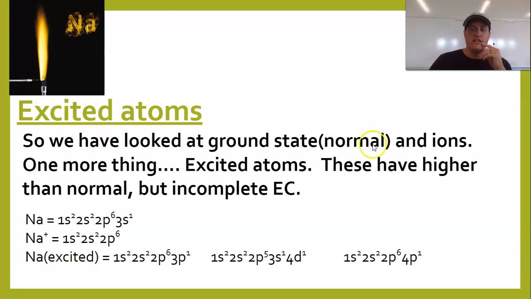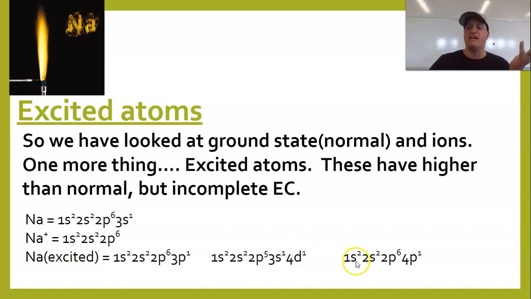So we've looked at ground state and ions, those ones that have lost or gained electrons, right? However, there's the idea of excited atoms. These have higher than normal energy, but they're incomplete. So let's look at sodium. Sodium is this. Sodium ion is this. You saw one that's lost one electron. Excited can be any of the regular configuration taken up to a higher energy level. So instead of this one being 3s, it took it up to 3p. Instead of this one being here, one of the inner electrons from p jumped to d. It can go anywhere.